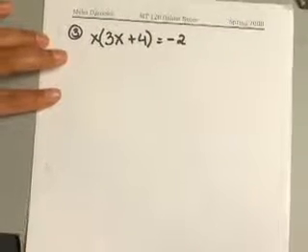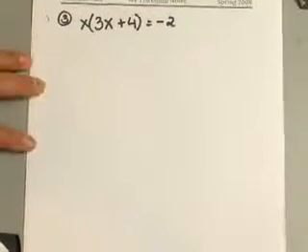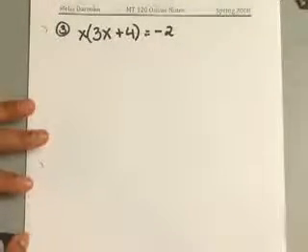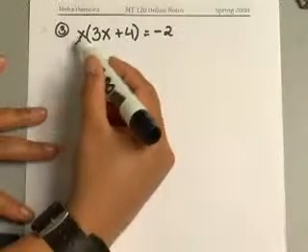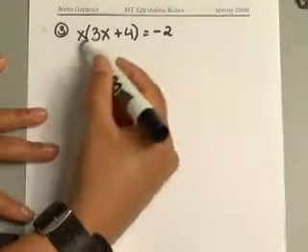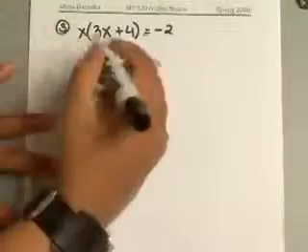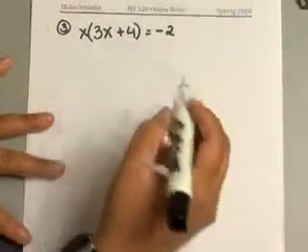Now let's go ahead and take a look at this example here, and this one will actually be an example where you will end up with imaginary numbers. So again, the first thing you want to do is go ahead and write this in the standard form. First thing to do is multiply that x inside the parentheses, and then bring the 2 to the left hand side so that you can end up with your ax squared plus bx plus c equals 0 form.